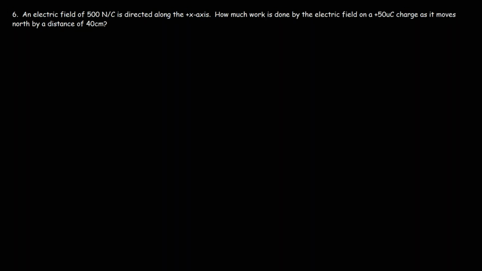Number 6. An electric field of 500 newtons per coulomb is directed along the positive x-axis. How much work is done by the electric field on a 50 microcoulomb charge as it moves north by a distance of 40 centimeters? So let's draw a picture. So we have an electric field directed east along the positive x-axis, and we have a positive charge that has a displacement in the northward direction. How much work is done by the electric field on the charge?